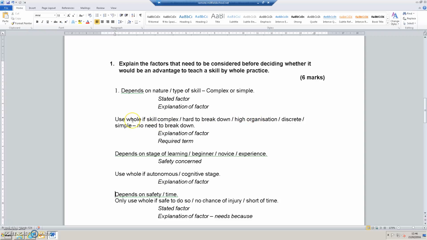We would also use a whole practice method if it was a discrete skill, which you'll remember has a clear beginning and a clear end. Now, at the other end of the continuum, we would also use whole practice if we were looking at a simple skill, because a simple skill is relatively easy to do. It doesn't require breaking it down into subroutines, and therefore it's easy to complete as a whole movement. All right, but we do need to explain those if we're going to get some credit here.